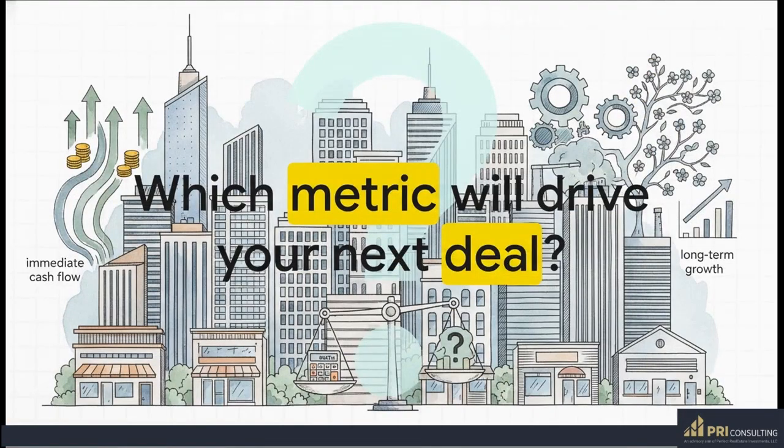So, you now possess the foundational toolkit of a commercial real estate principal. You know exactly how to measure pure profitability, assess market risk, utilize leverage, and track the true velocity and volume of your wealth. So I'm going to leave you with this to reflect on. As you look at the properties around your city tomorrow, which metric will drive your next deal? Will you prioritize immediate cash flow or long-term growth? The choice and the math is now entirely in your hands.